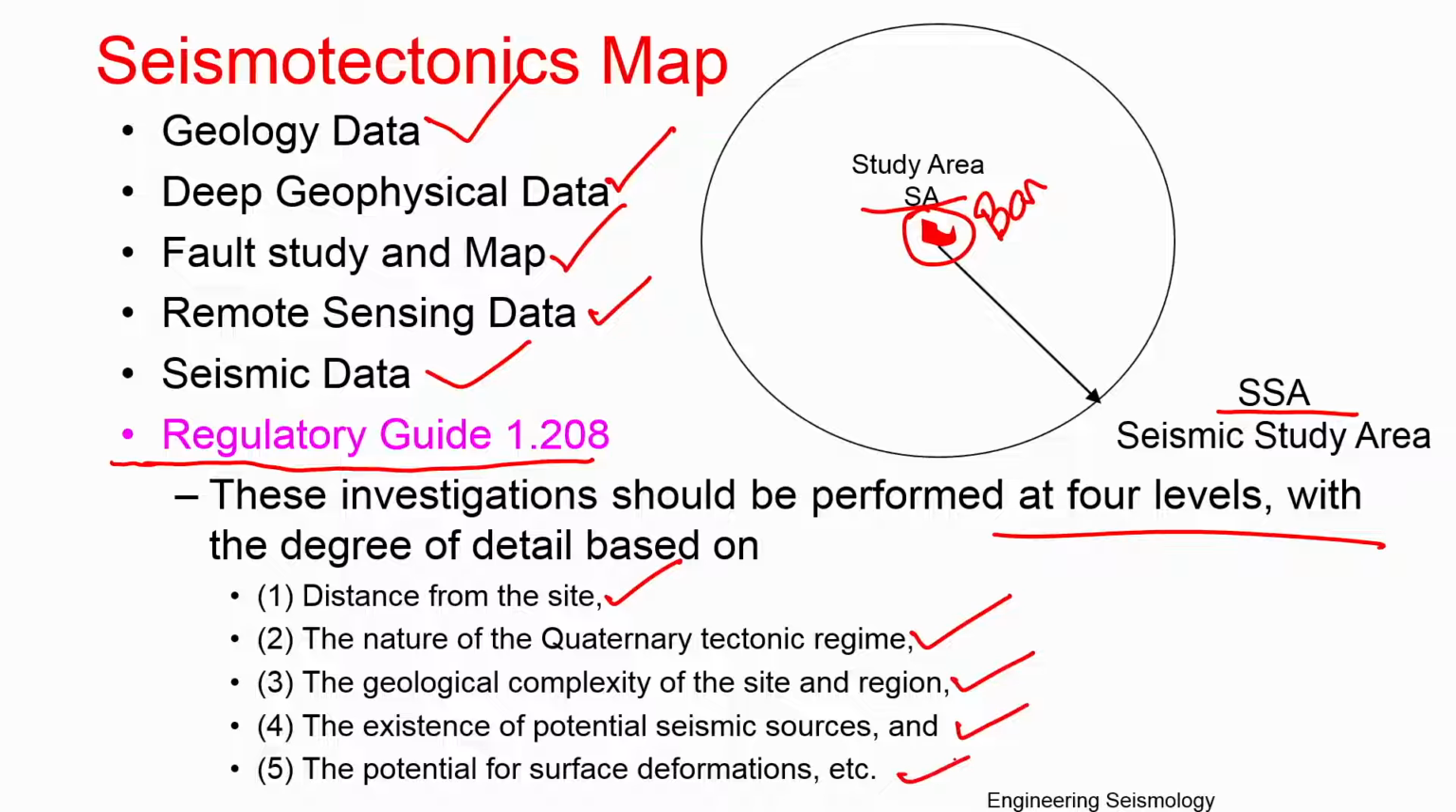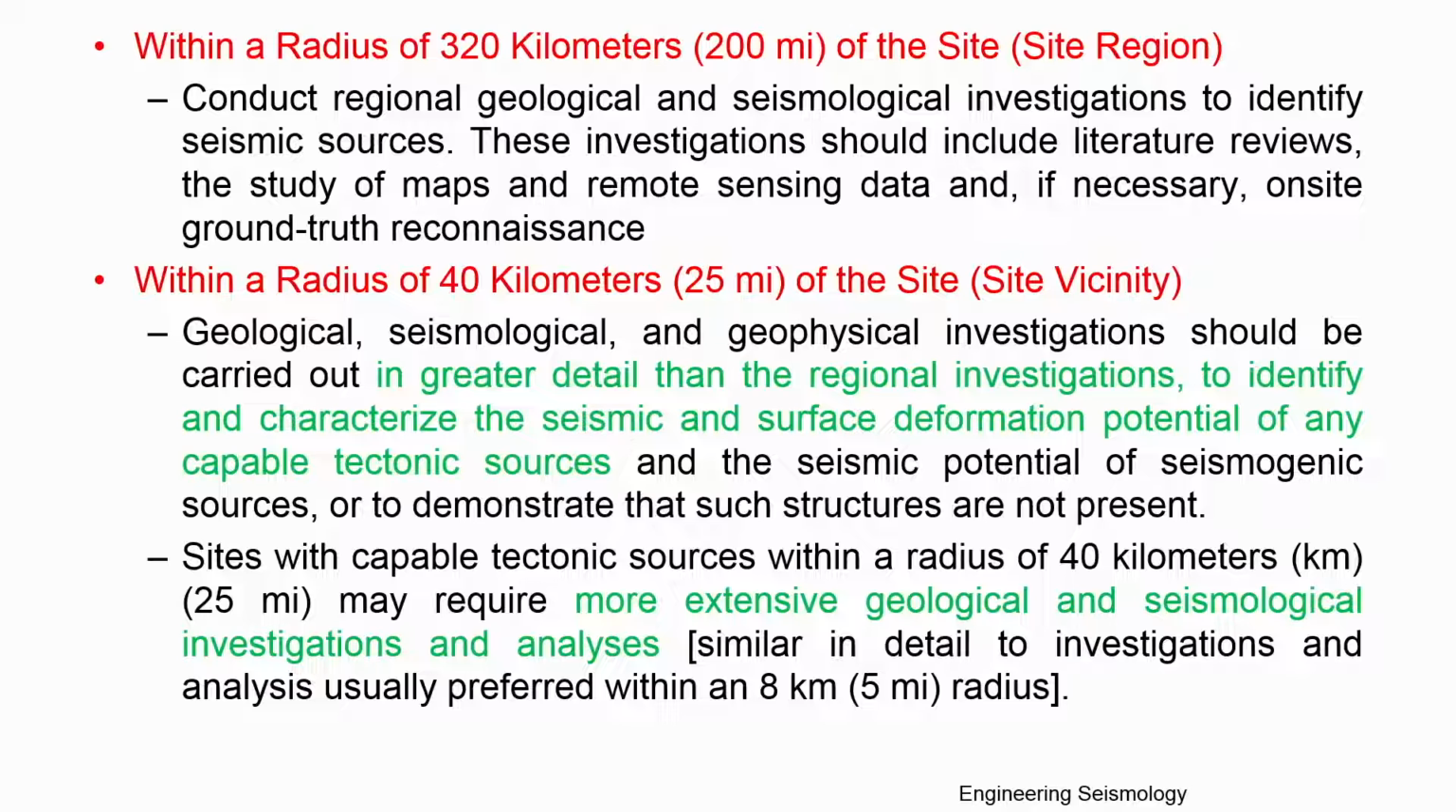They say that you should do four levels of study, starting from your seismic study area. What are those four levels? Within a radius of 320 kilometers, which is equal to 200 miles, any seismic study area you should take as 320 kilometers, which is basically given as 200 miles. The US system uses miles, so if we convert that into kilometers, it comes to roughly 320 kilometers. One has to conduct regional geological and seismological investigation to identify the seismic sources.